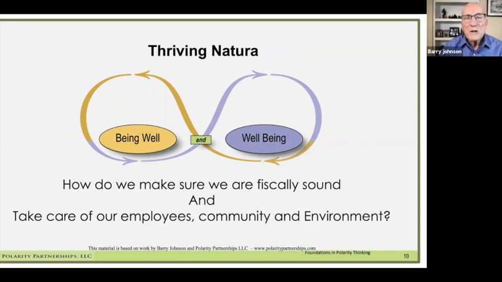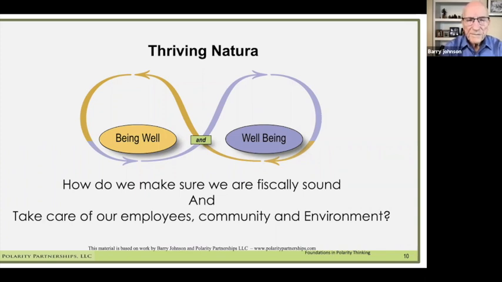Another key polarity, this one showed up when I was working in Brazil. They had learned about polarity thinking through an associate of mine, and they invited me to come down there to work with their executive team. When I arrived, I had a ride from the airport to the front of their main building, where a woman warmly greeted me.